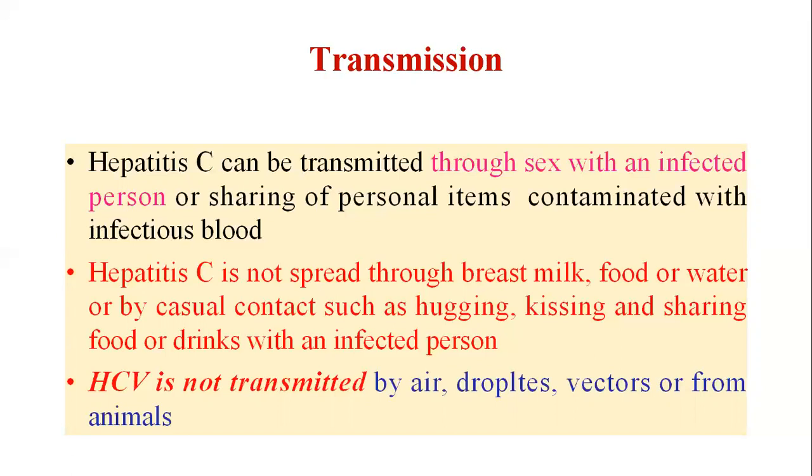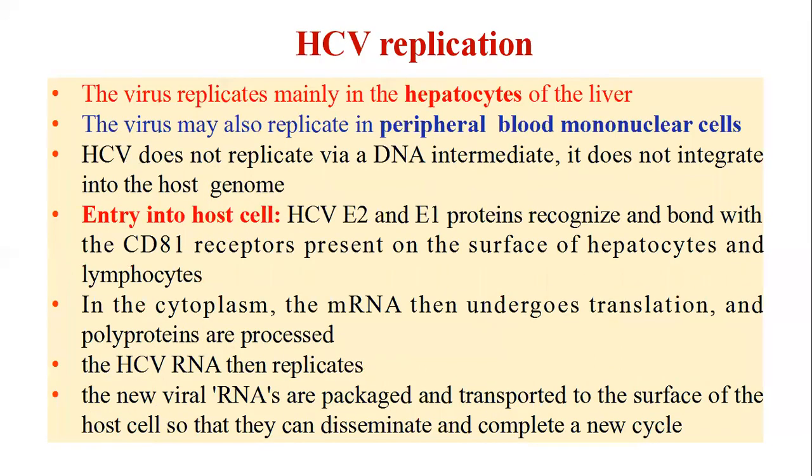But the point to be noted is that hepatitis C is not spread through breastfeeding or breast milk, food or water, or by casual contact such as hugging, kissing, or sharing food or drinks with an infected person. It also cannot be transmitted by air, droplets, vectors, or from animals. So it can be transmitted only by blood-to-blood contact.